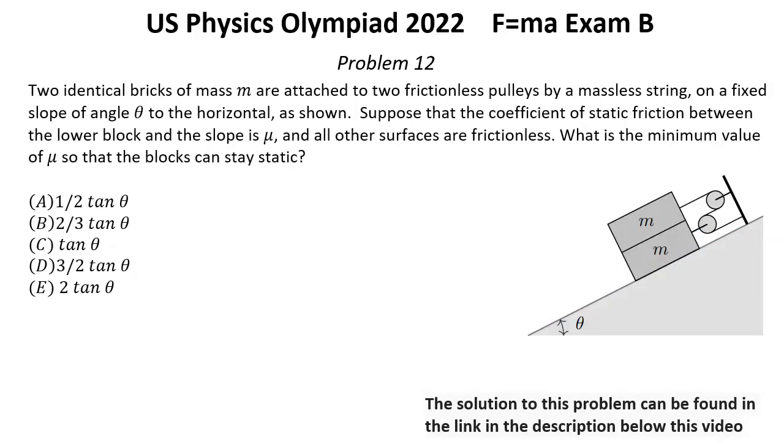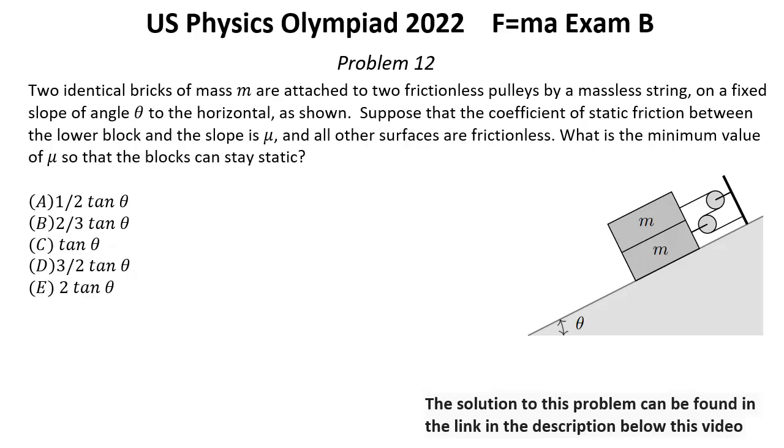Problem number 12. Two identical bricks of mass m small are attached to two frictionless pulleys by a massless string on a fixed slope of angle theta to the horizontal, as shown. Suppose that the coefficient of static friction between the lower block and the slope is μ, and all other surfaces are frictionless. What is the minimum value of μ so that the blocks can stay static?